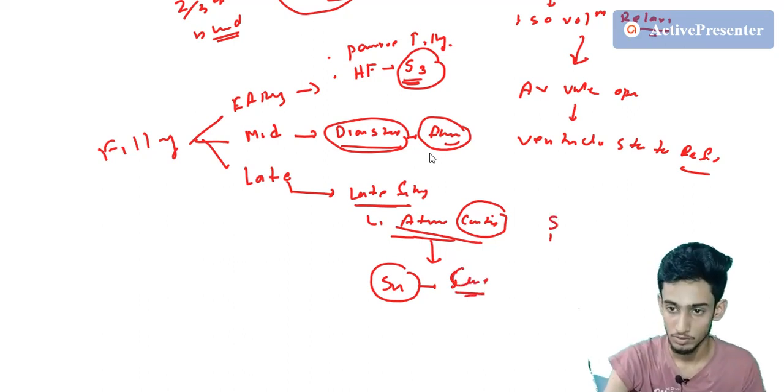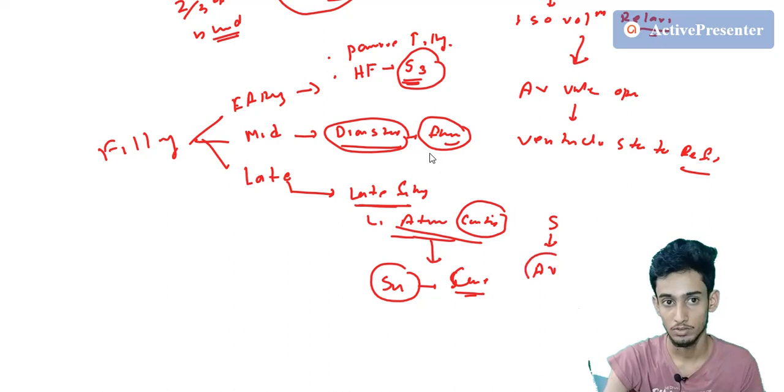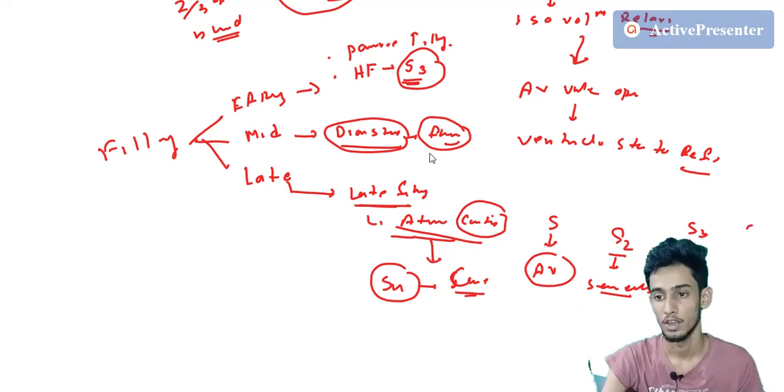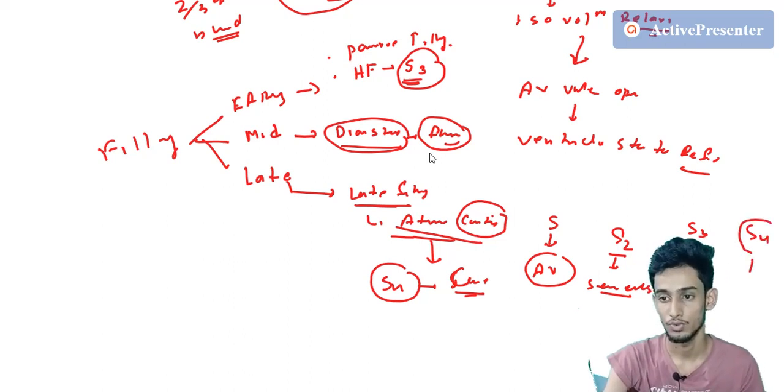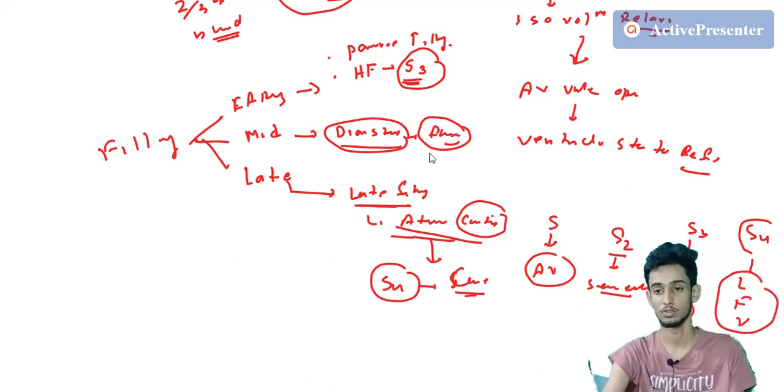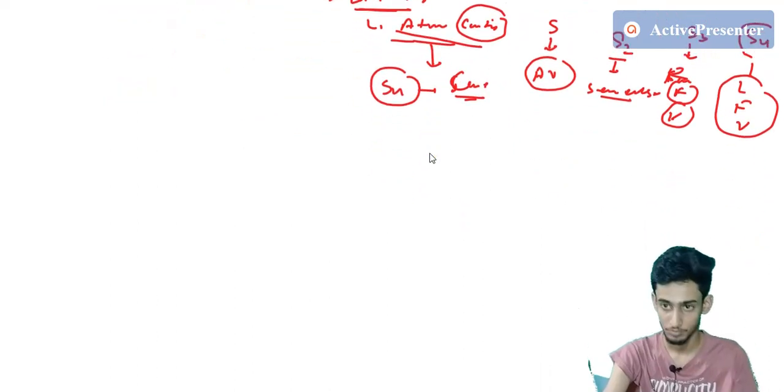So S1, remember AV closure. S2, remember semilunar closure. S3, remember early filling of ventricle, rapid filling of ventricle, and S4 is late filling of ventricle. So all the heart sounds you can easily remember.